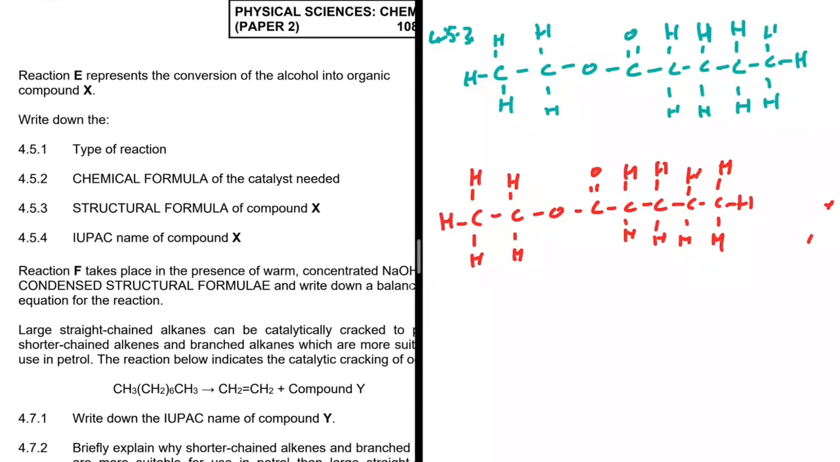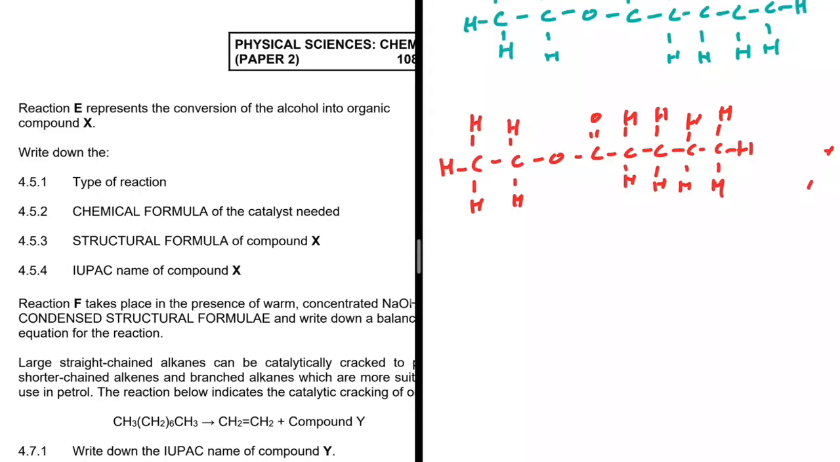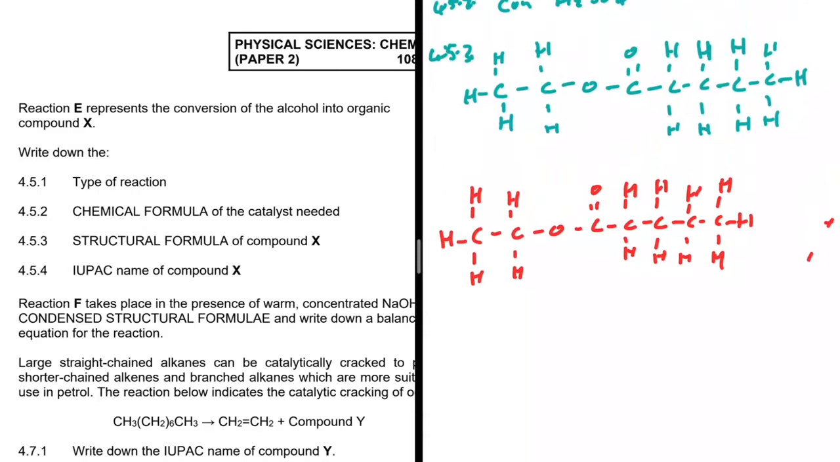Is it 4.5.4? I think so. We're looking for the IUPAC name of the compound. So how do we name an ester? Well, we start with the alcohol and then finish off with the acid. The alcohol here is ethanol, as it has 2 carbons, so we're going to have ethyl. The carboxylic acid is pentanoic acid, as we have 5 carbons. So the name of this ester is ethyl pentanoate.